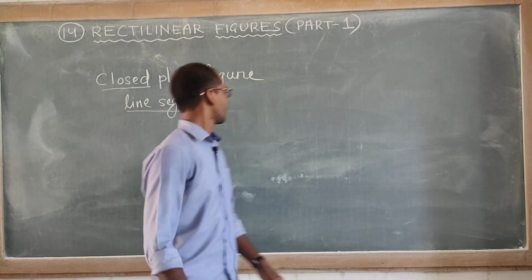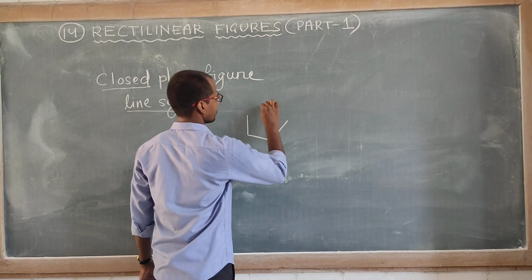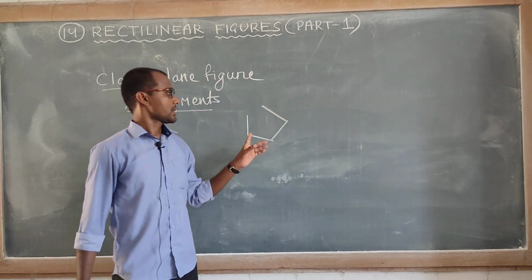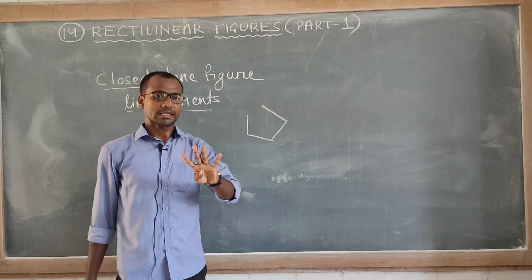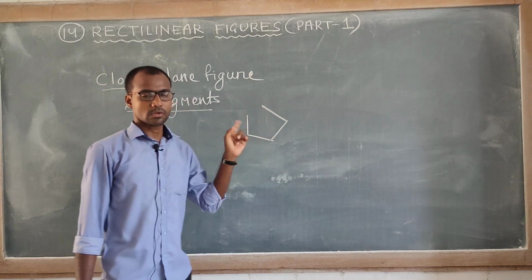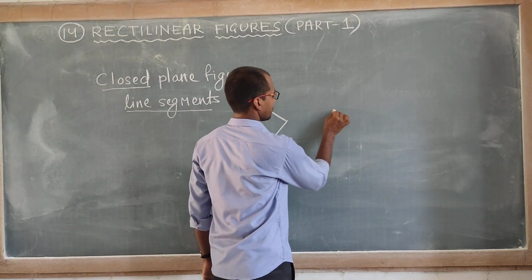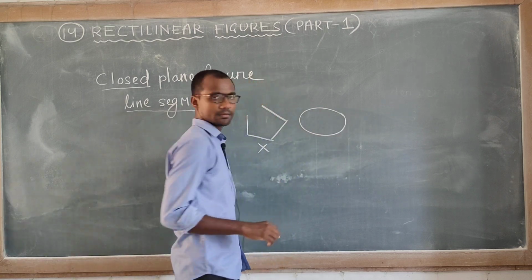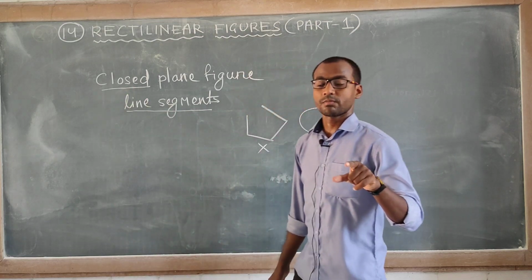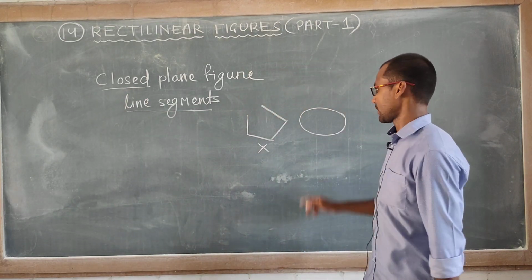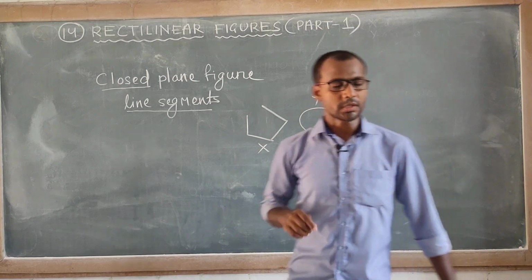For example, see this. I have made the boundaries using line segments 1, 2, 3, 4. There are 4 line segments, but this is not closed. It is not satisfying the first condition, so this is not a polygon. Okay, this is closed. It is satisfying the first condition, but its boundaries are not made of line segments. As you can see, this is not a line segment. So this is also not a polygon.